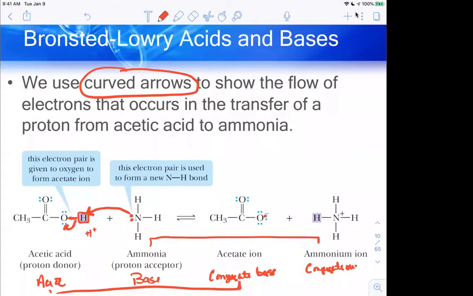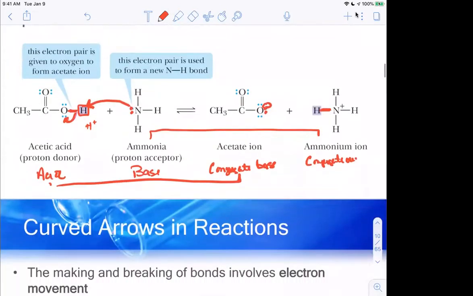So this is the bond that's broken, resulting in that negative charge on the oxygen. This is the bond that's formed, that used to be the lone pair, to that hydrogen. The flow of electrons shows me how this proton transfer acid-base reaction actually occurs.